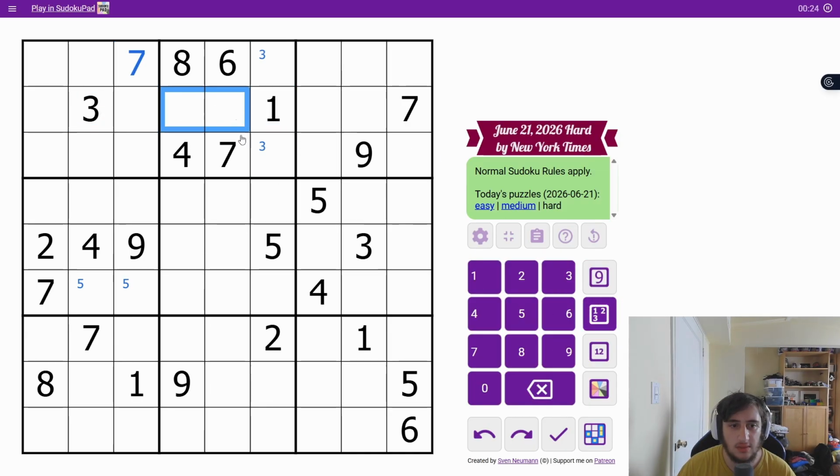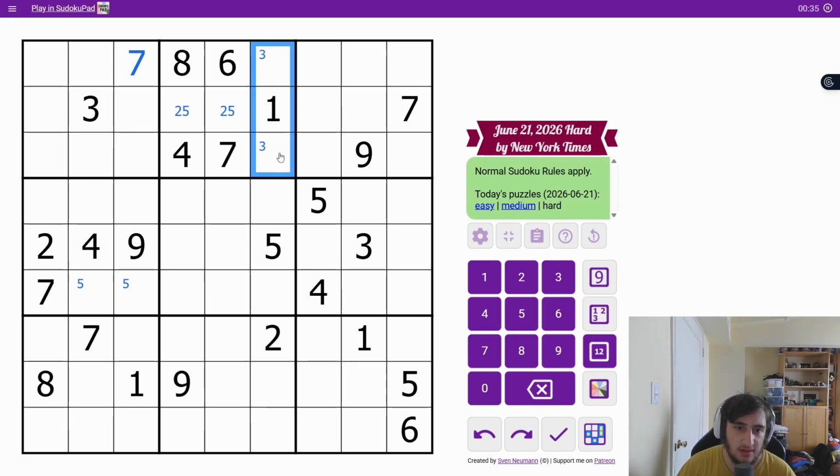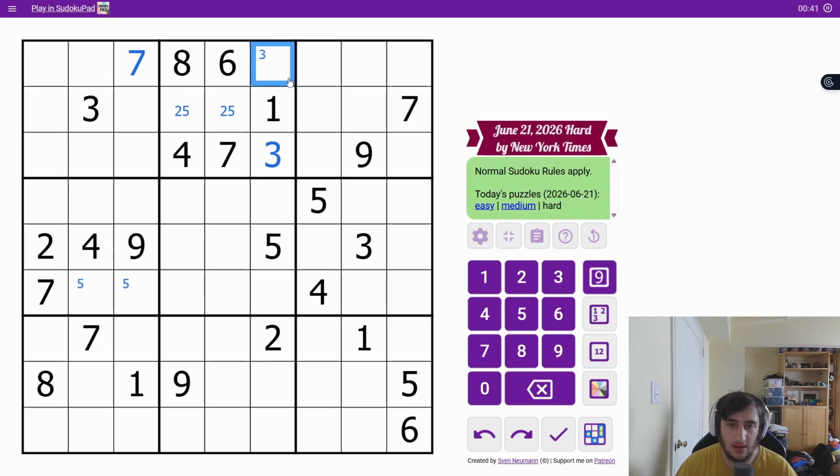Three in one of these two squares. Actually, wait. We have 5, 2 pointing up here. So that means this is a 2, 5 pair. And that means that this is a 3, 9 pair. Except we have a 9 here already, so that's a 3. And this is a 9.